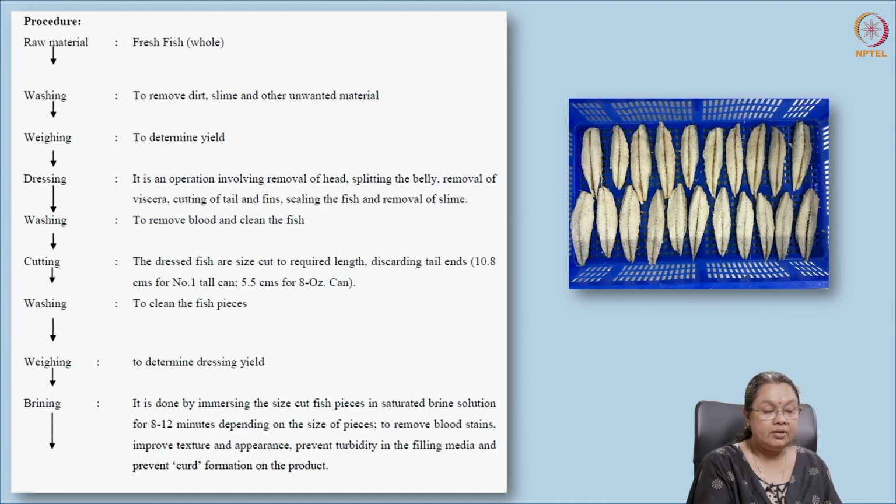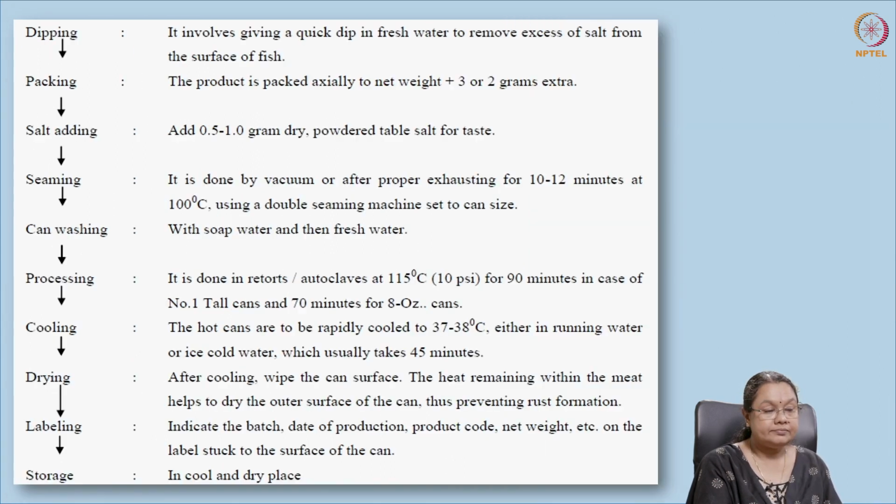So if you are not doing this brining process, instead of directly going for canning, this curd formation will stick to the internal surface of the container, and it will cause spoilage or rusting of the can in the later stage. Therefore, we need to remove the soluble proteins before we go for canning. Then it is again dipped.